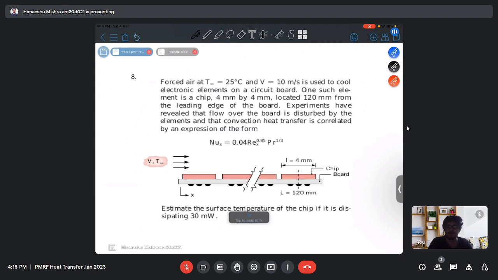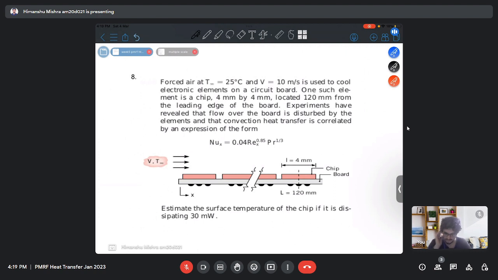So in this question, we have air at temperature 25 degrees Celsius and velocity 10 meter per second used to cool the electronic element on a circuit board. We are given the dimension of a chip, 4 by 4 mm, located 120 mm from the leading edge of the board. Experiments have revealed that flow over a board is disturbed by the elements and the convection heat transfer is correlated by a Nusselt number expression, which is a function of Reynolds number and Prandtl number.